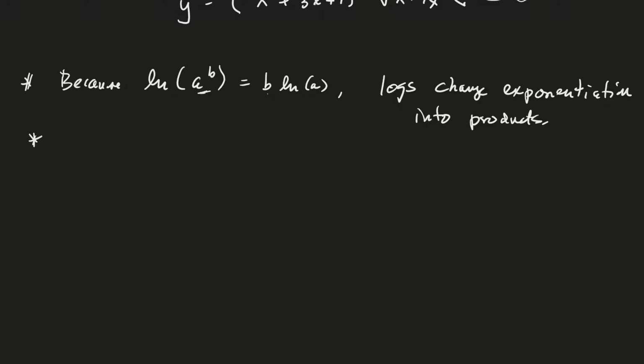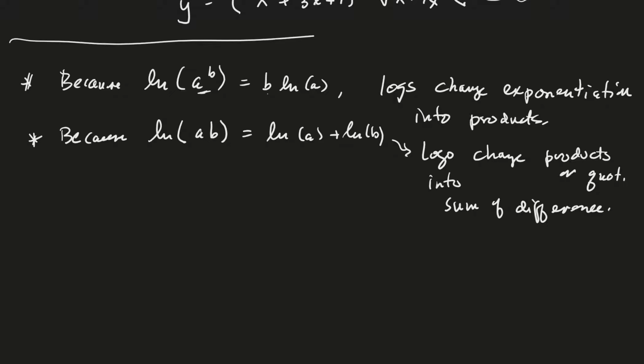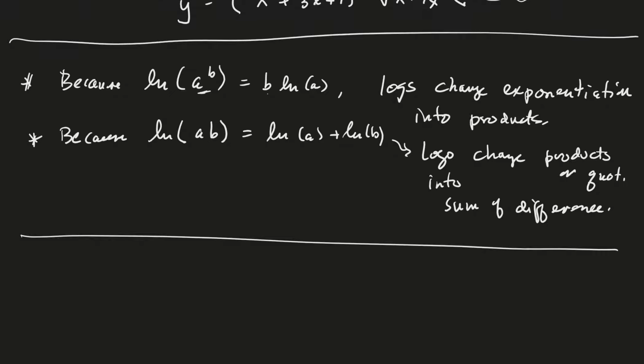And the second nice thing about logarithms is that when you take a product, it turns into a sum. And so logs change products, or quotients you could say, into a sum or difference. Okay, and so these two properties right here are the reason why logarithmic differentiation works.